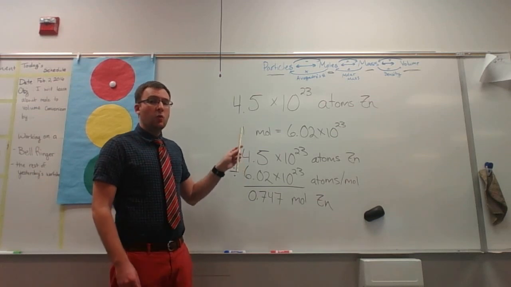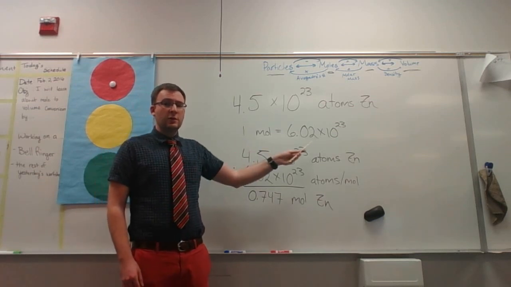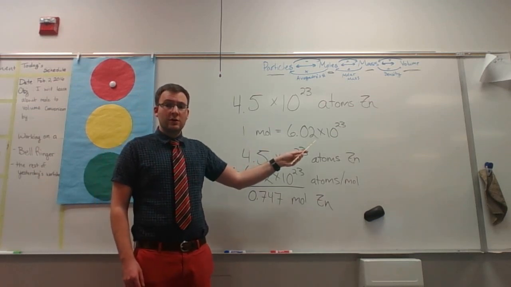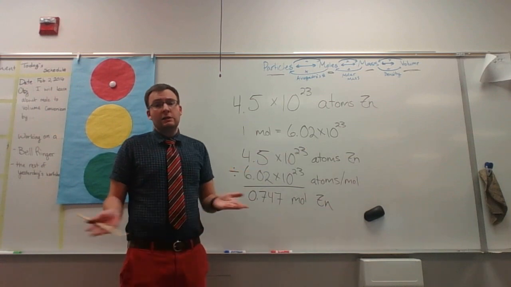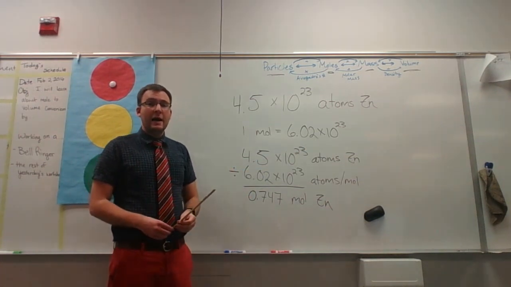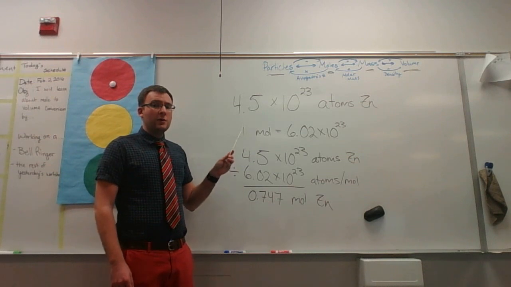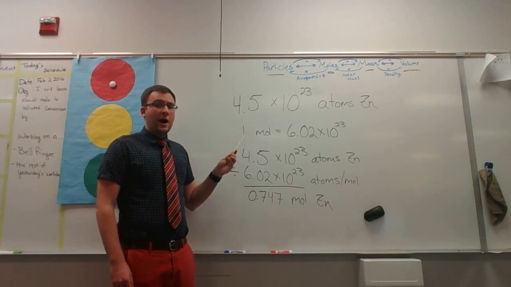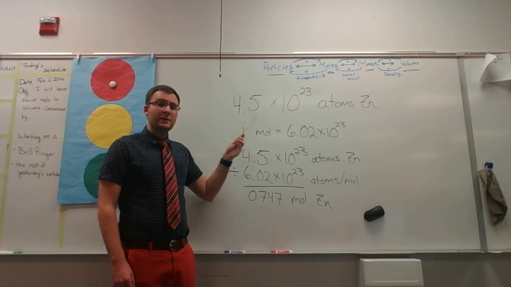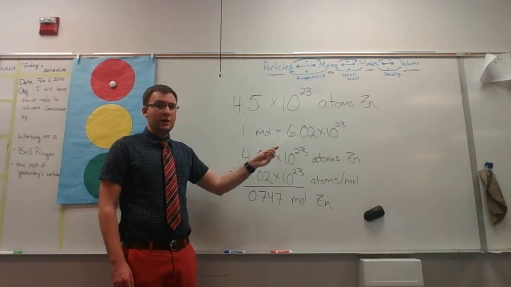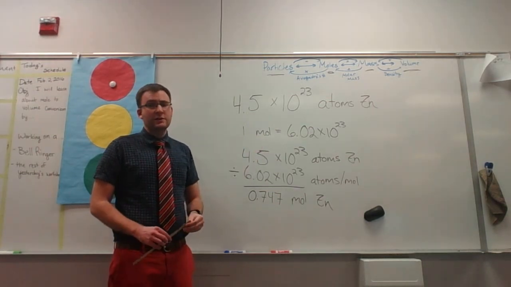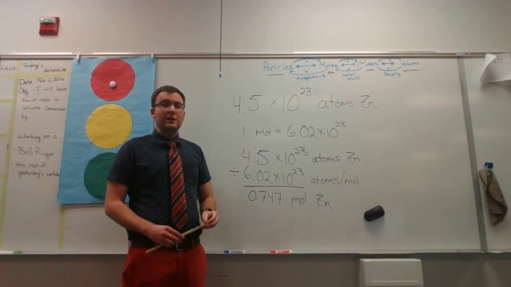I also know that 1 mole equals 6.02 times 10 to the 23 atoms, or anything really, but in this case it's going to be atoms. And so I want to compare these two things. I know right now that I don't have 1 mole because 4.5 is not the same as 6.02. They're both times 10 to the 23rd, but it's not the same number. So I need to figure out how many moles I do have.